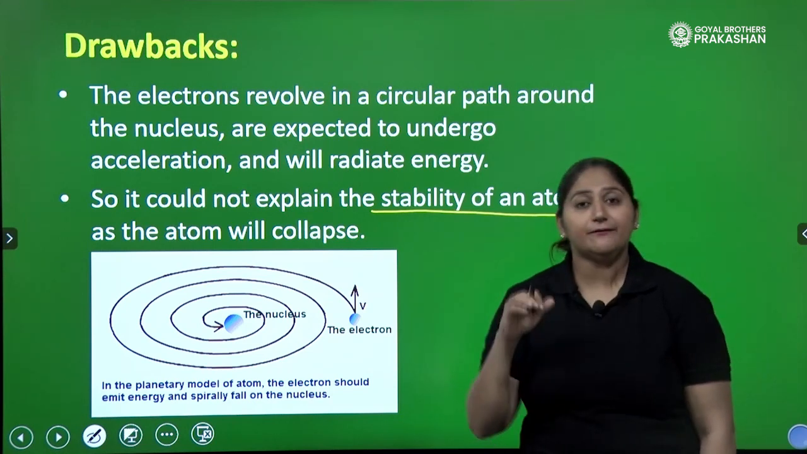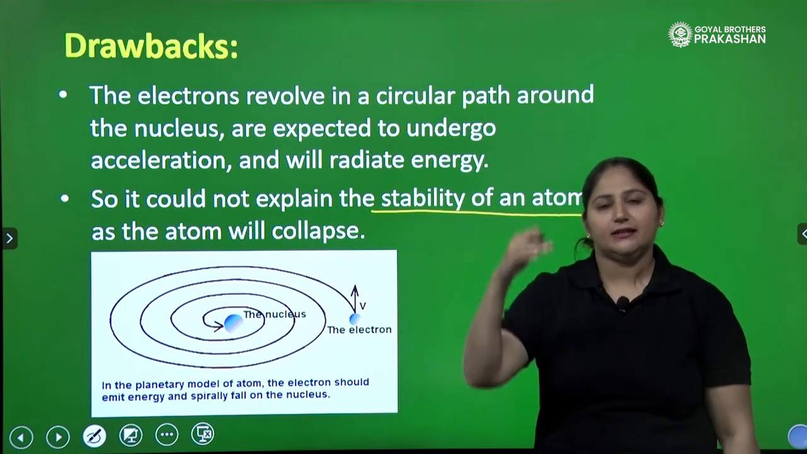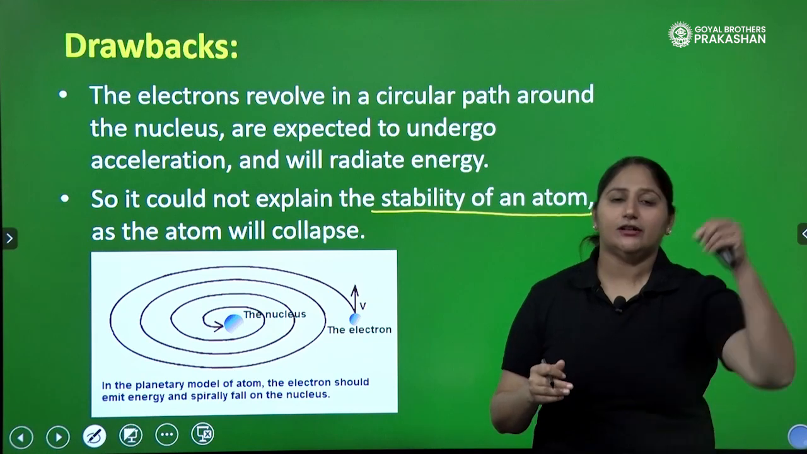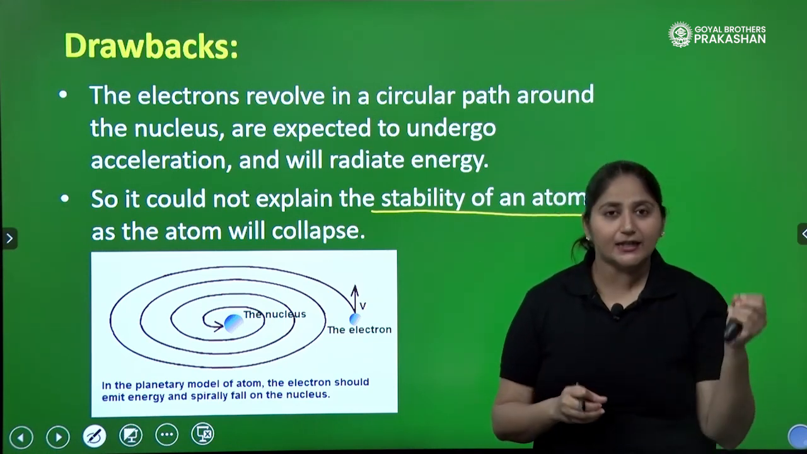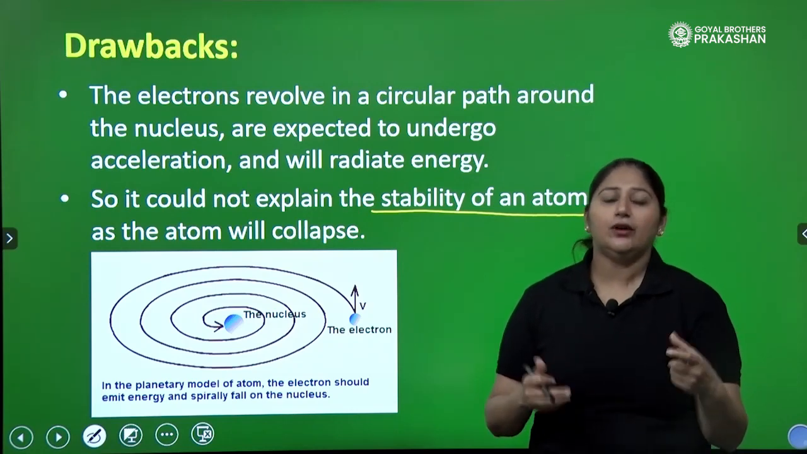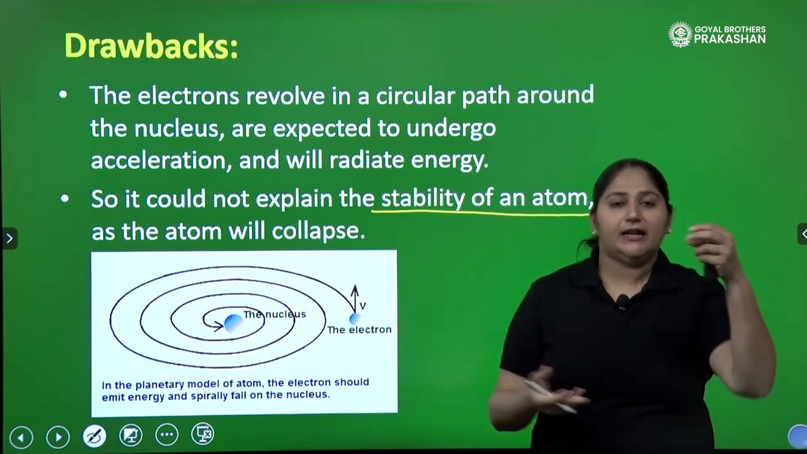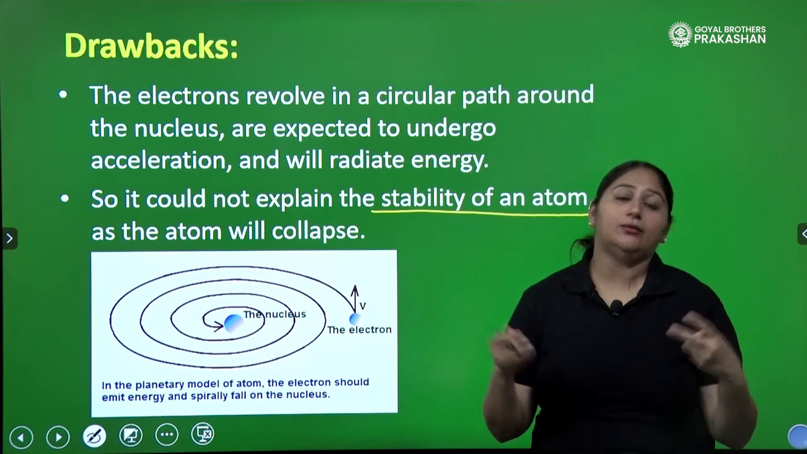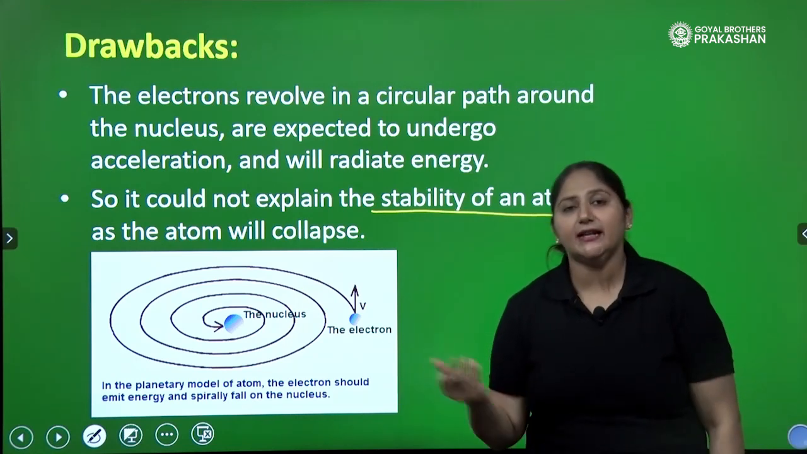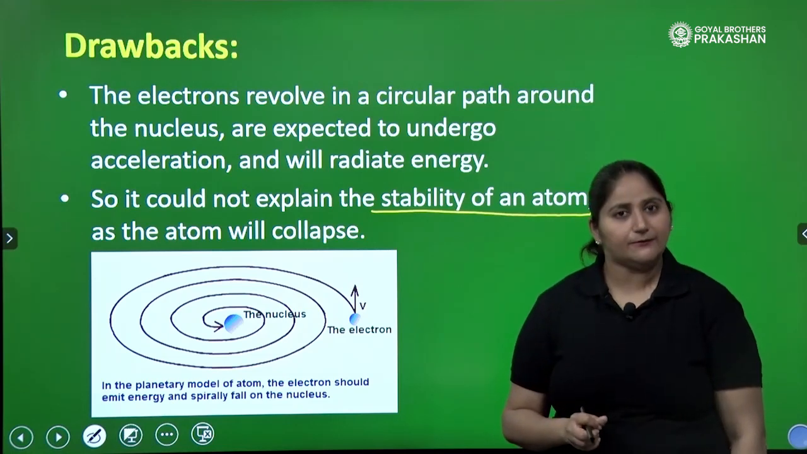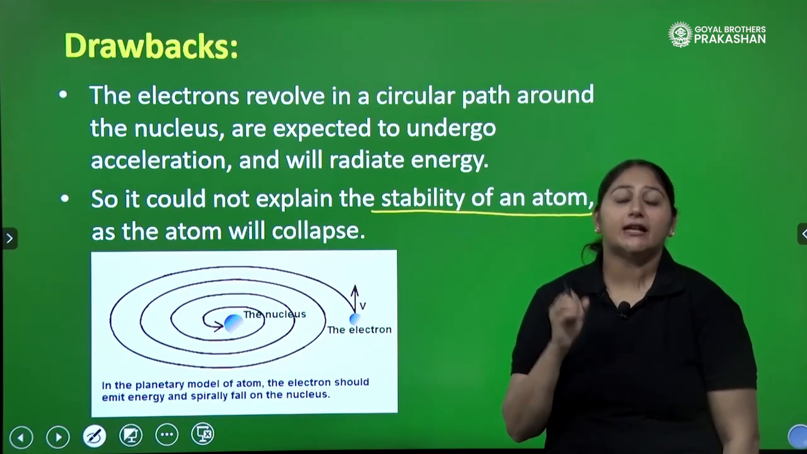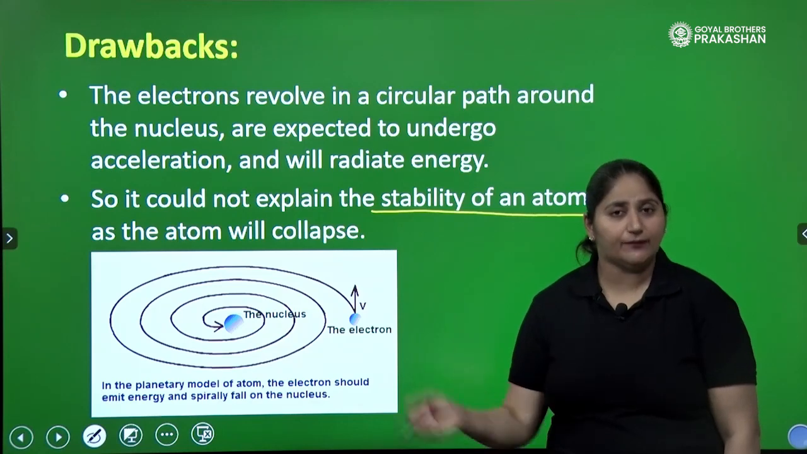Why? Because if electrons revolve around the nucleus, they will go into the nucleus, because electrons are negative, the nucleus is positive, and negative and positive attract each other. So how is the atom stable? If the electron will go into the nucleus, how will it be stable? It was not explained by Rutherford. So what was the problem with the Rutherford experiment? That he was unable to explain the stability of the atom.